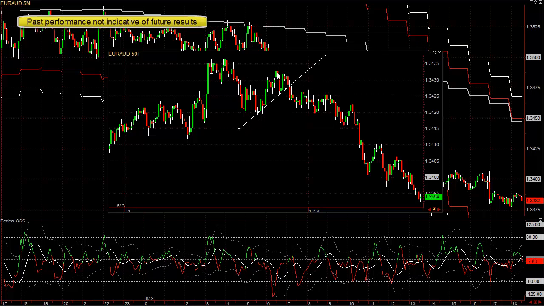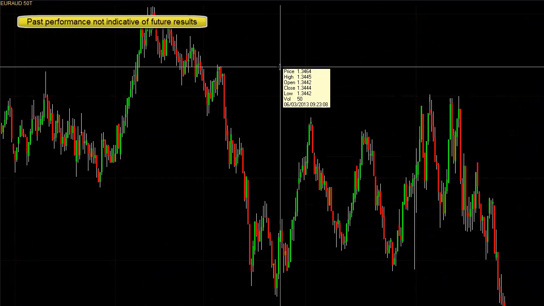You can always draw trend lines on pullbacks. This high was not able to take out this high, so you're short again. You put your stop above the high here.